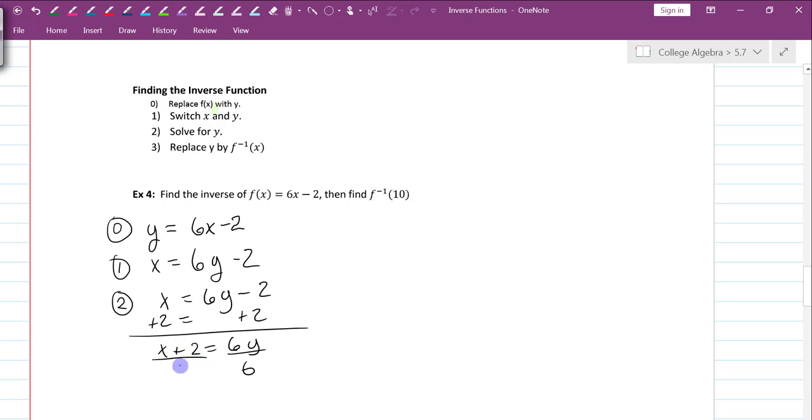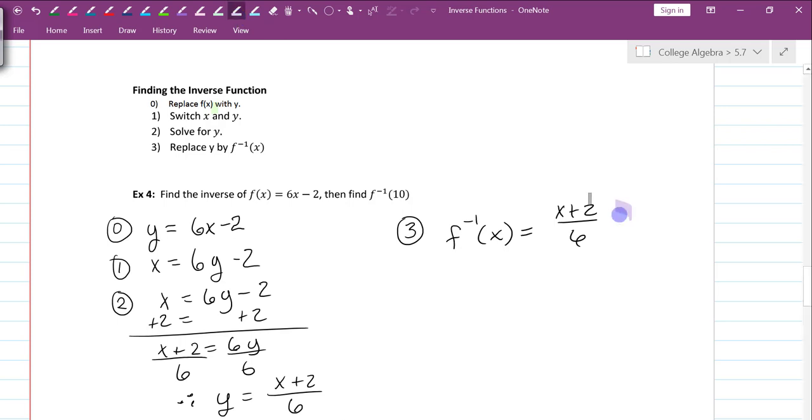I'm going to divide both sides through by 6, and I'm going to get y is equal to x plus 2 divided by 6. Okay? And then the last step says replace y with the inverse notation. So take our y and replace it with the inverse notation, which says the inverse of x is equal to, and then you put in this expression right here, x plus 2 divided by 6. Now we just found the inverse of f of x. Okay?